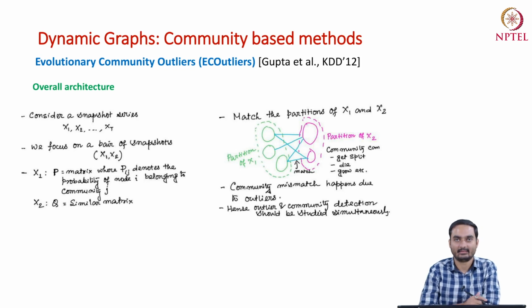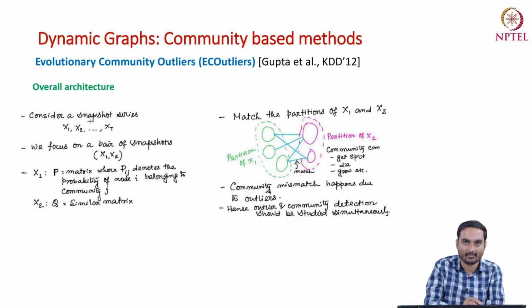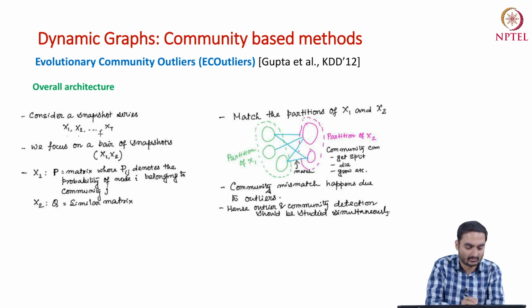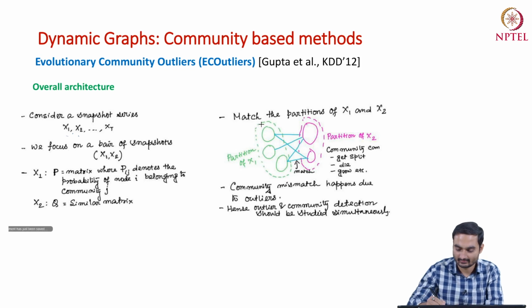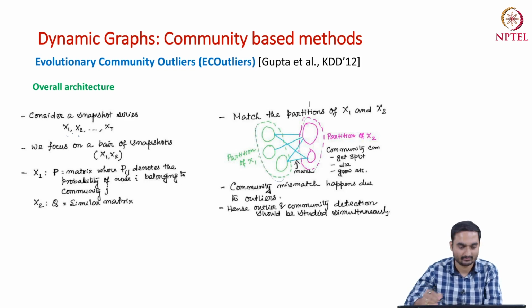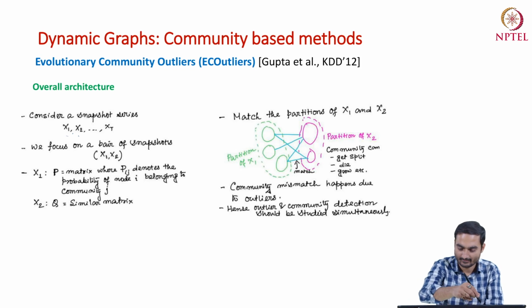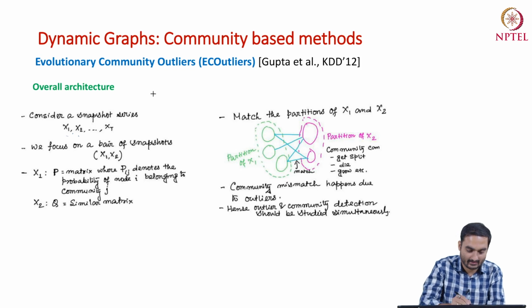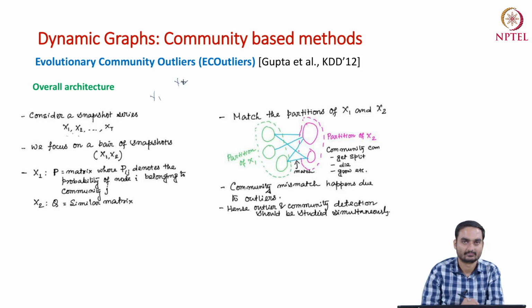So let us look at the architecture now. We have a sequence of graph snapshots, x1, x2, x3, and so on. You can think of these as different snapshots, and then you focus on a pair of snapshots. This is one snapshot, this is another snapshot, and you focus on a pair of snapshots, say x1 and x2.